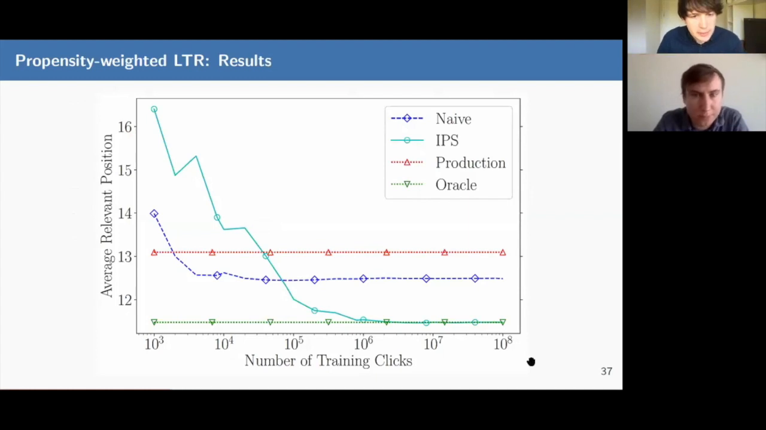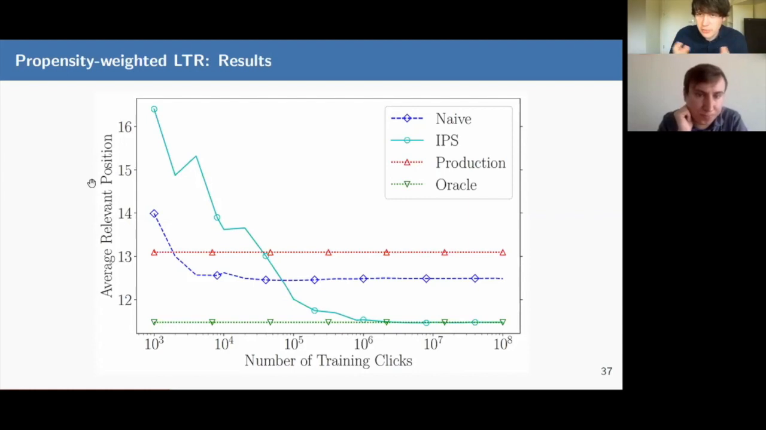This is what it looks like. I'll walk you through this. We have on the x-axis the number of training clicks, the number of clicks used to optimize the model. Notice this is a logarithmic scale. So we're going from 1,000 to 100 million. We're using the average relevant position as a metric. So the lower, the better.